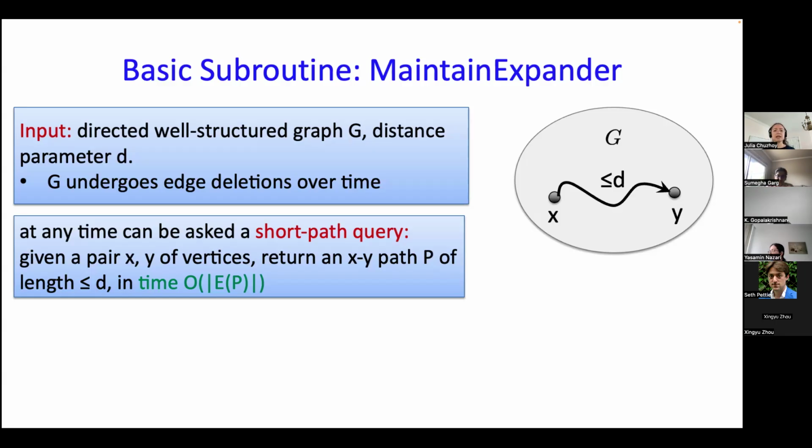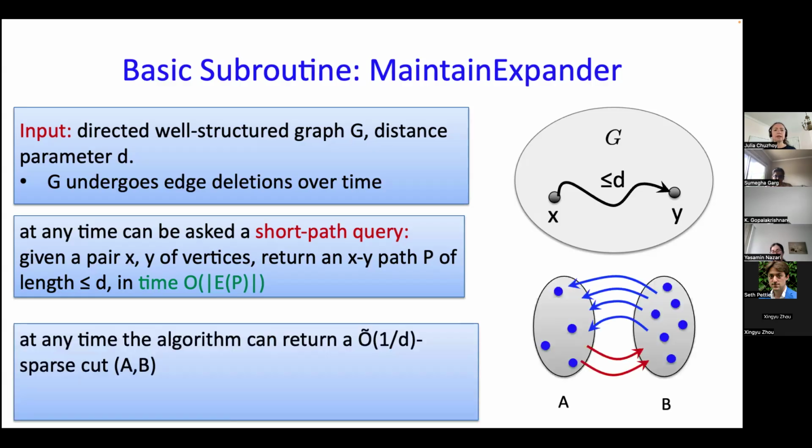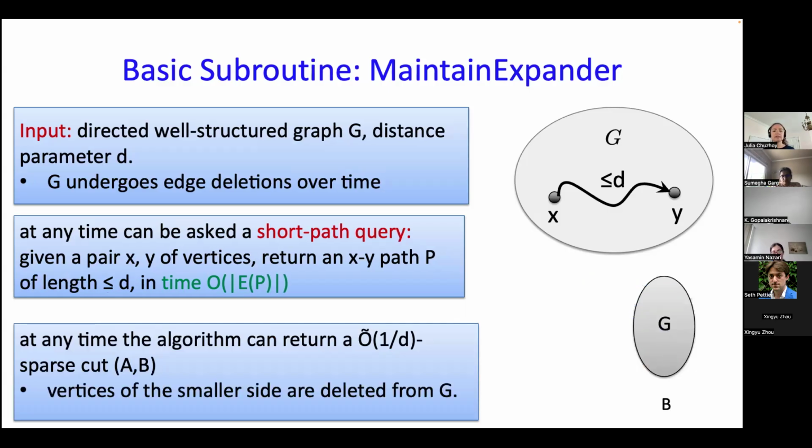So to make sure we never run into this problem, we allow the algorithm at any time to return a sparse cut. The sparsity is roughly 1 over D. And when it does so, we take the vertices on one of the sides, the smaller one, and we simply delete them from this cluster or this graph. And then the algorithm needs to continue with what is left from this cluster, which is B in this case.